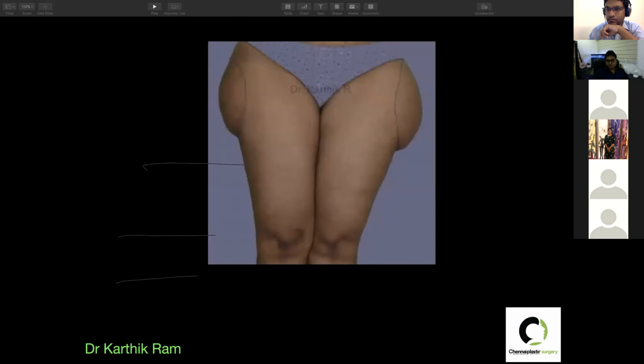This is also resistant fat. Usually people come with resistant fat like this, almost ideal weight. The outer thigh is a bulgy thing. It's very commonly seen in Indian patients.